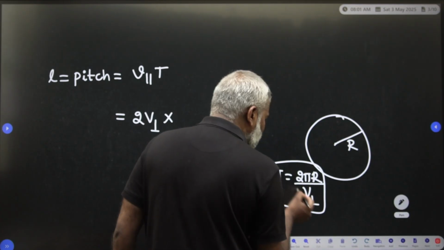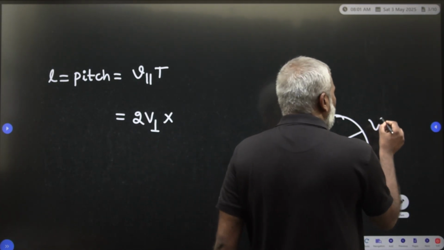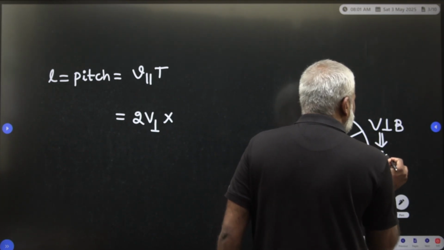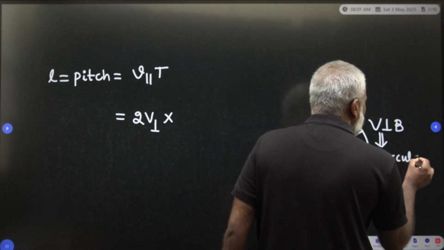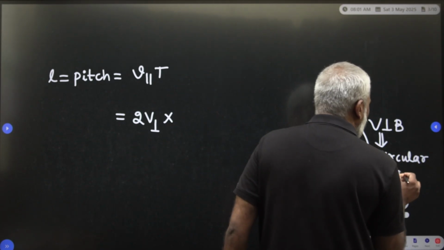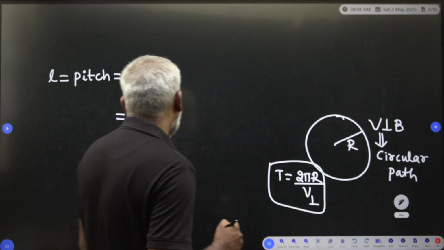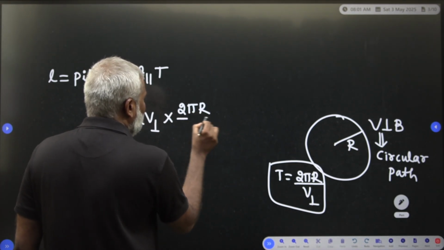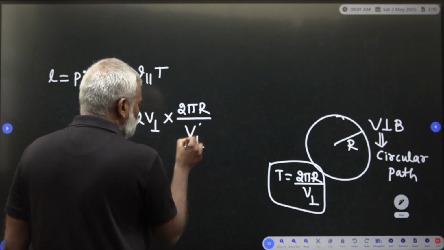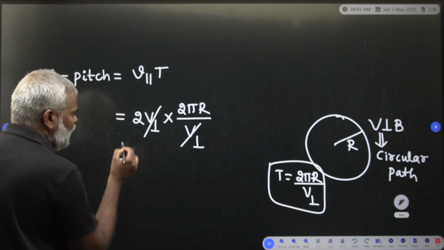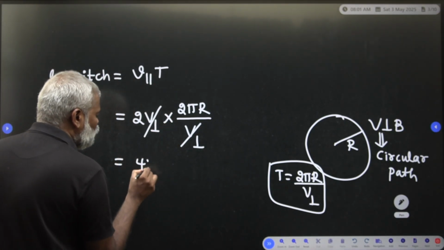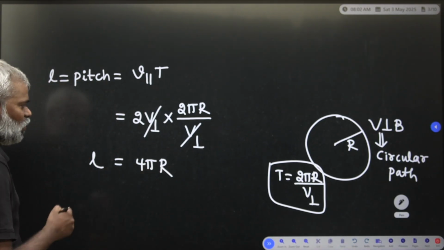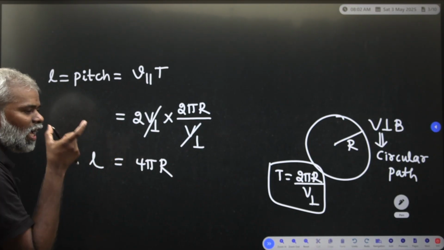Why do I have to take the V perpendicular? Whenever V is perpendicular to B, only then is the particle path a circular path. That's why I have to take V perpendicular. So therefore 2 pi r divided by V perpendicular. So V perpendicular gets cancelled. 2 into 2 pi is equal to 4 pi r, which is L, the pitch of the helical path.